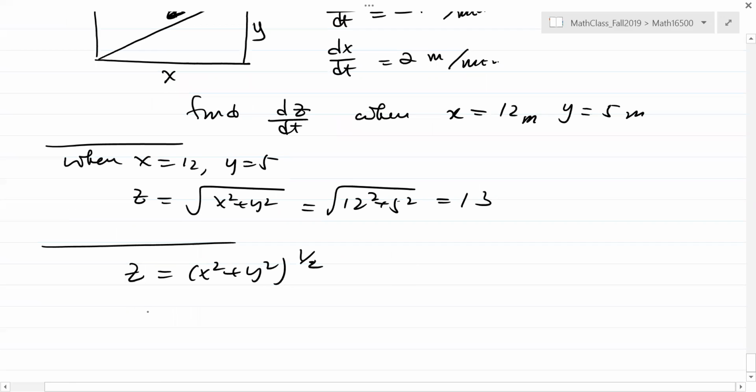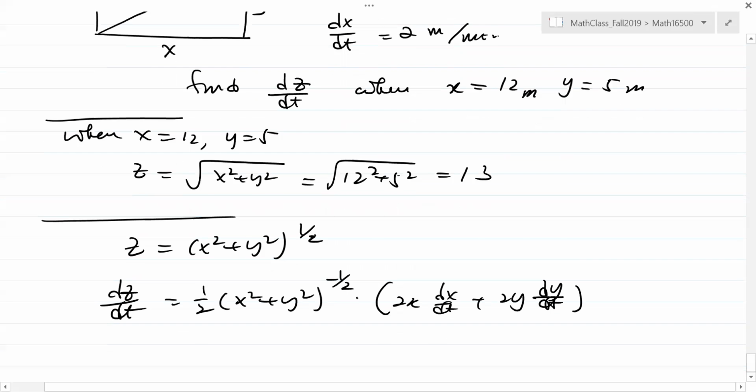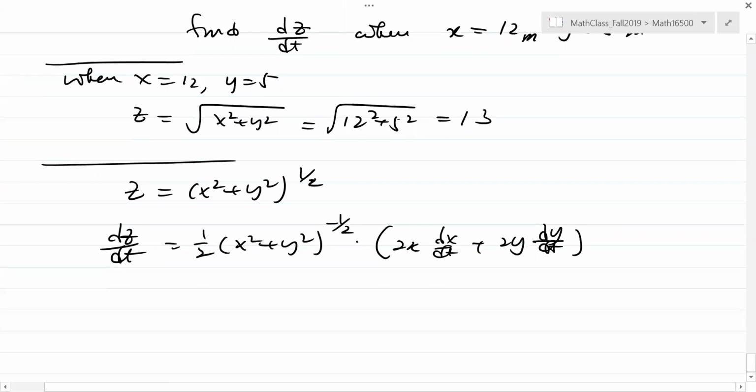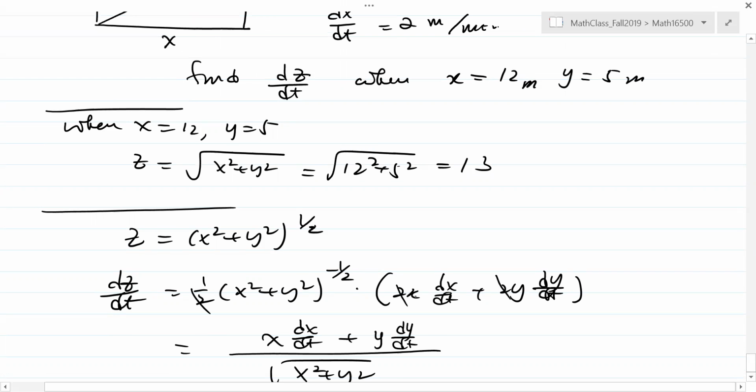So find the derivative with respect to t, applying the chain rule. This is 1/2 times 2x dx/dt plus 2y dy/dt. Okay. Then you cancel 2, I simplify a little bit. It's going to be over the square root of x squared plus y squared, x dx/dt plus y dy/dt. This is a general formula, right? And you already know the derivatives.